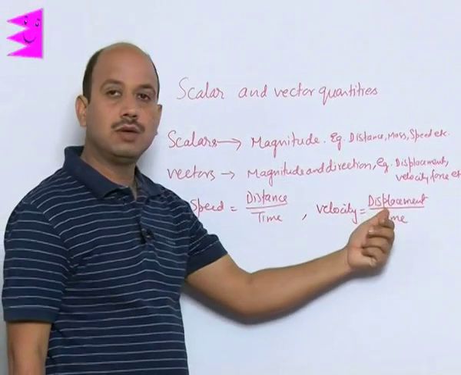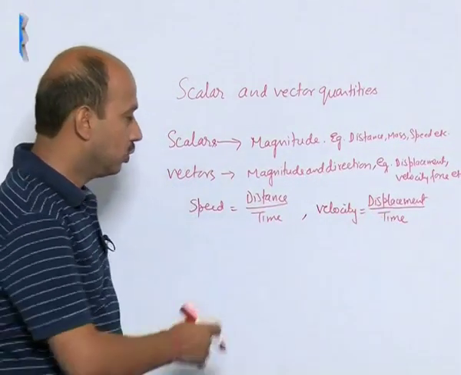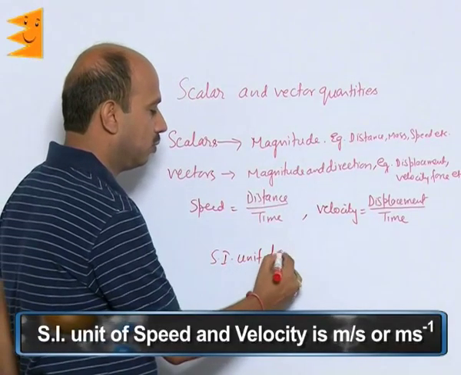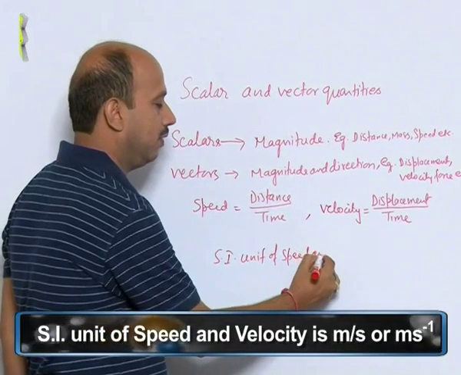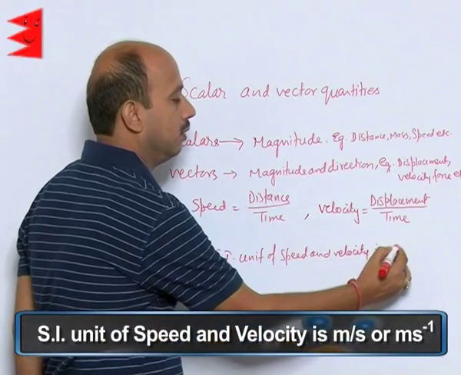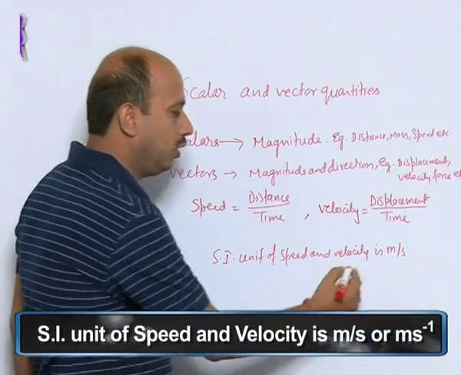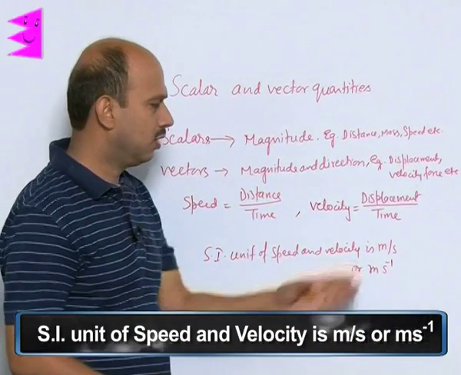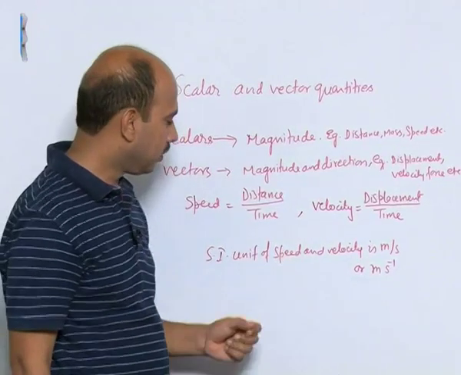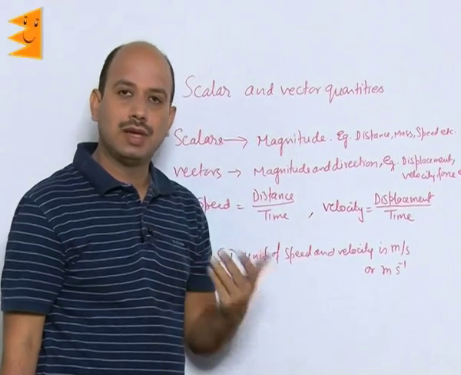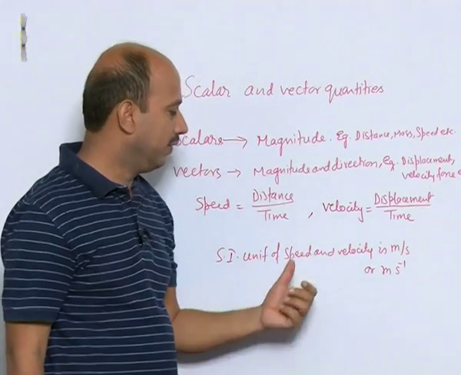Distance and displacement both are measured in meters. So, the SI unit of speed and velocity is meter per second, or you can write m s raised to power minus 1. That is the same way to write meter per second. So, speed and velocity are different only in terms of direction. Velocity is a vector quantity, whereas speed is a scalar quantity.